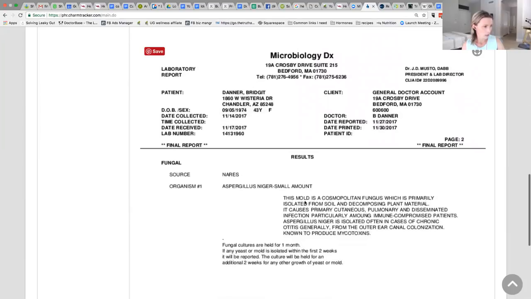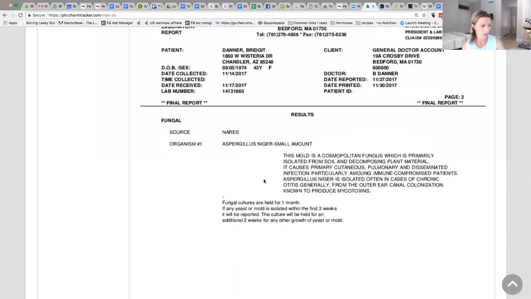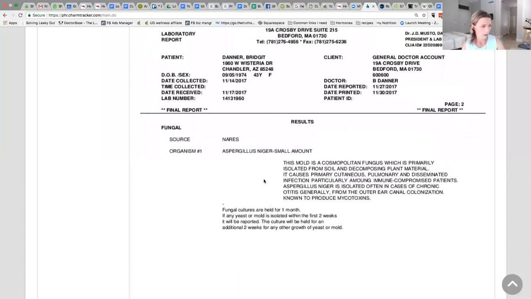And it's showing actual mold spores in my nose. And it said small amount. So that was an improvement from my original test. But I was still colonized.